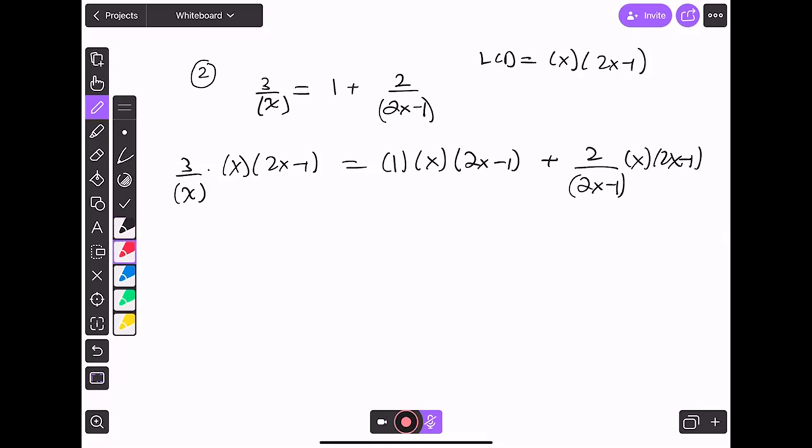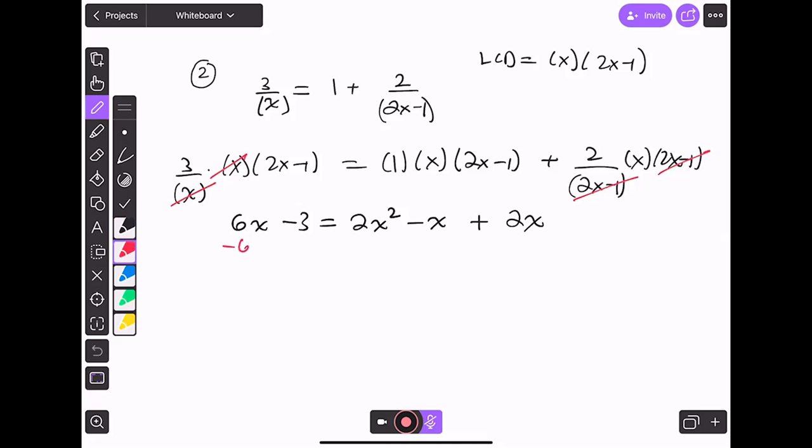I'm going to go through the cancellations now, and then I'll go through the simplification. What do you get over here? 3 times 2x minus 1, which would be 6x minus 3. That's done. Then you get 2x squared. I'm just multiplying it. Minus x plus 2x. Let's keep going. Notice I have a quadratic now.